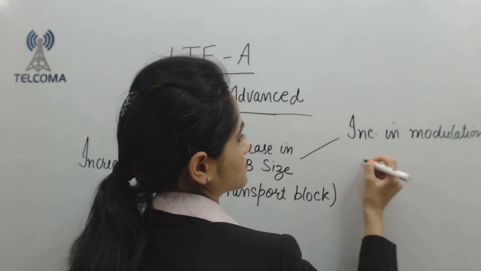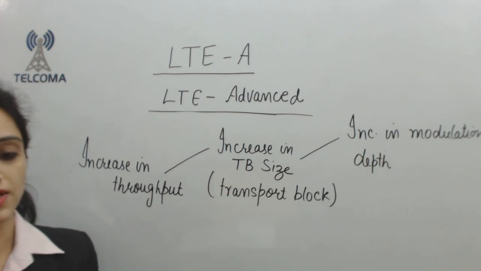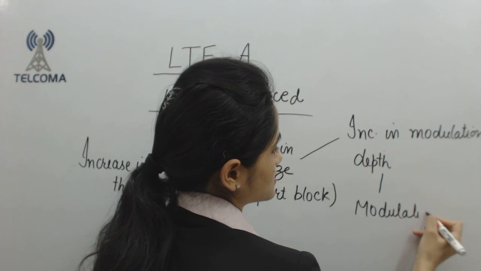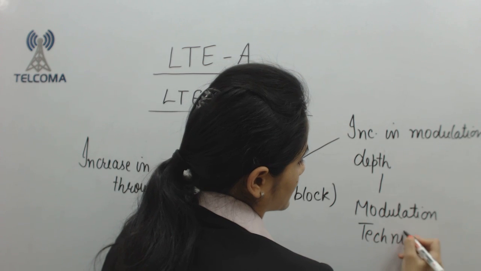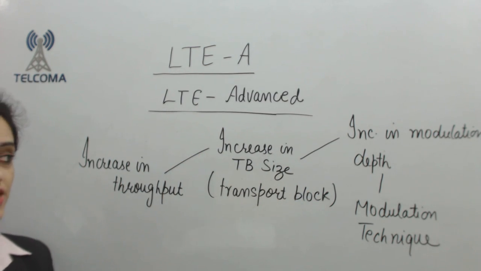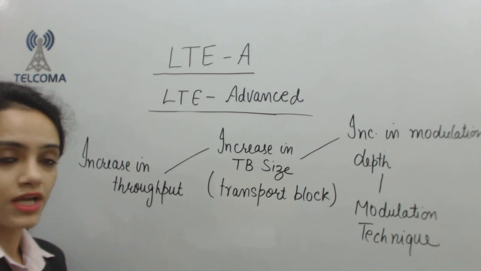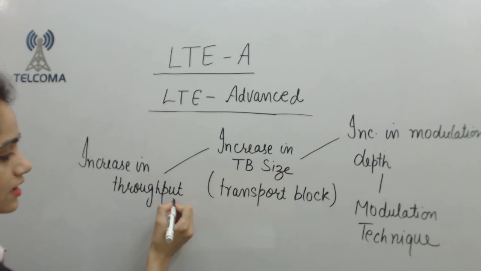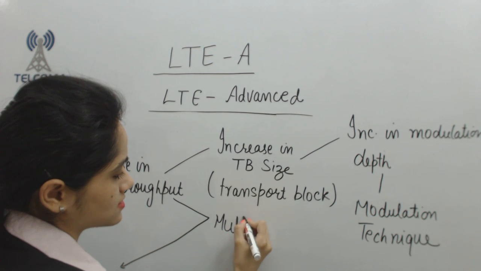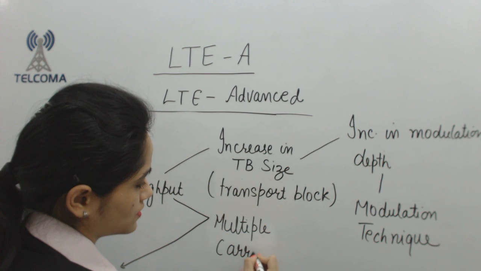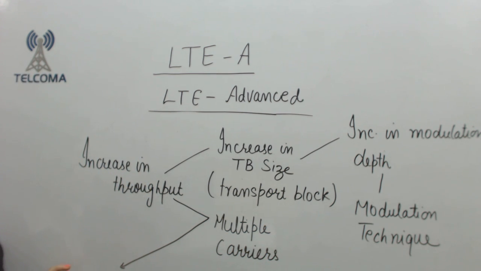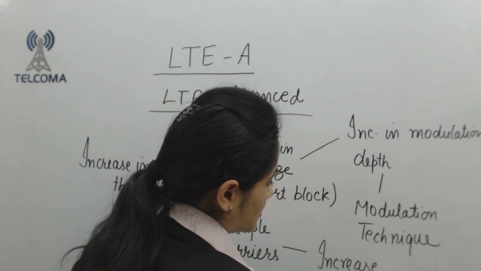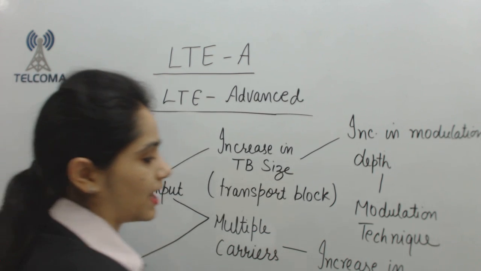So what we require to increase is the modulation depth. That means we require to increase modulation, or use a high modulation technique in the system. So we require to increase the transport block size, which means we require to increase the modulation. Now for high throughput we also require multiple carriers in the system. Multiple carriers can be increased, meaning we require an increase in bandwidth.